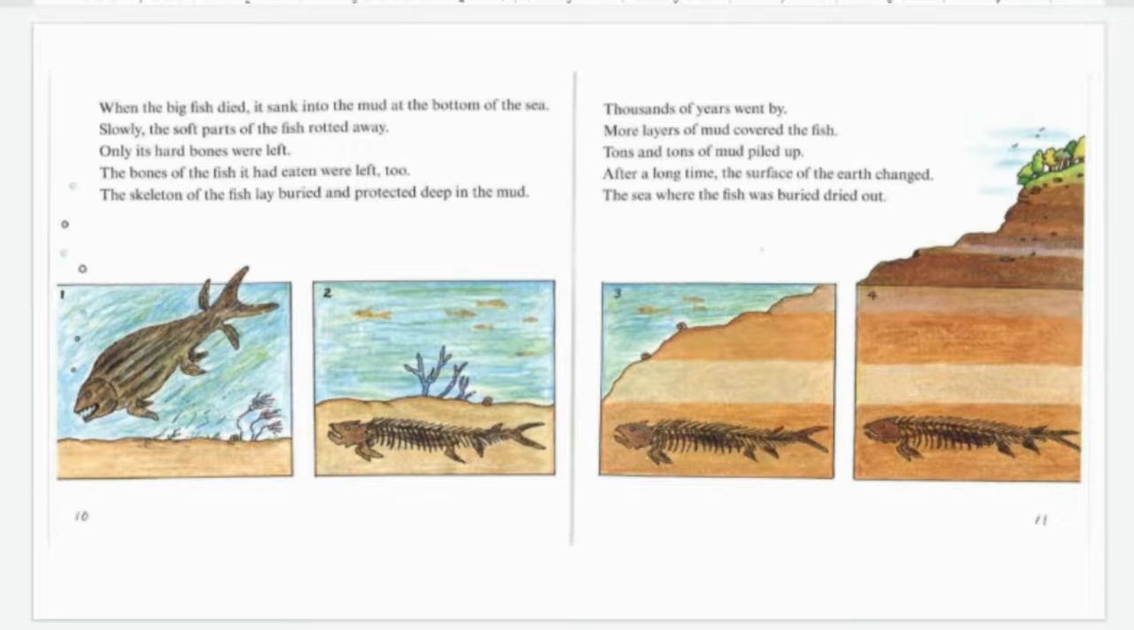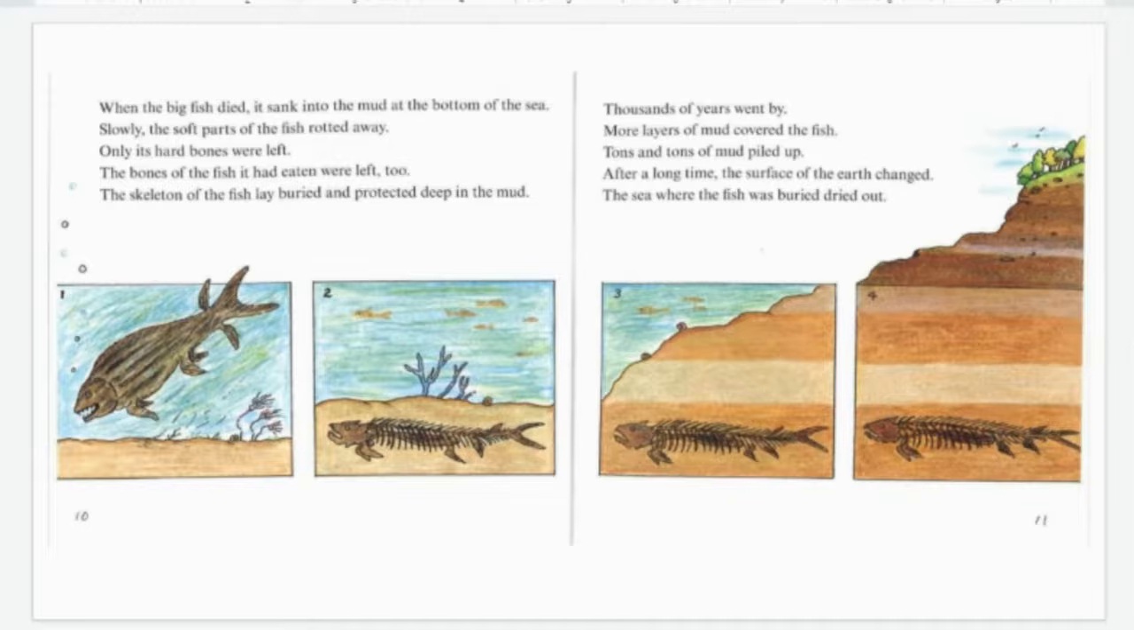When the big fish died, it sank into the mud at the bottom of the sea. Slowly, the soft parts of the fish rotted away. Only its hard bones were left. The bones of the fish it had eaten were left too. The skeleton of the fish lay buried and protected deep in the mud.